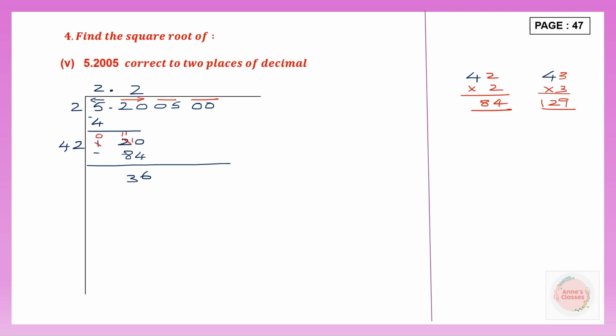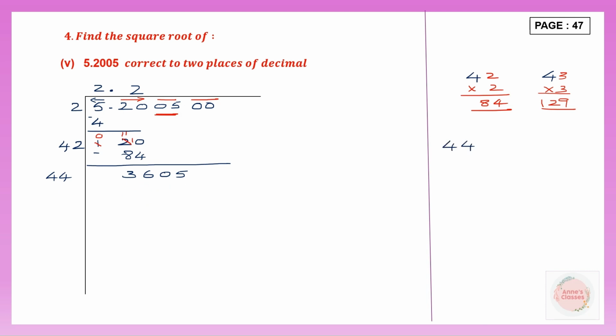Now I bring down the next pair of numbers. So that is 05. So now my number is 3605. Next step, double this. Ignore the point, so it becomes 22. 22 into 2 is 44. So let's write 44 and let's write a digit next to 44 and multiply so that we get a number close to 3605.